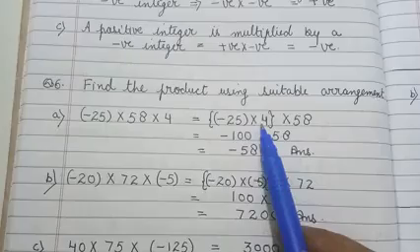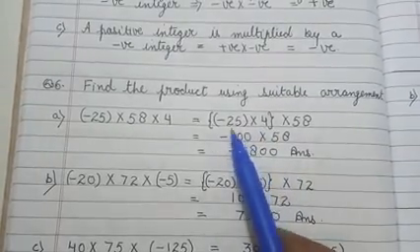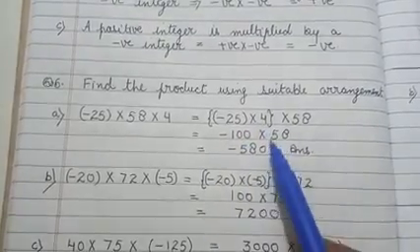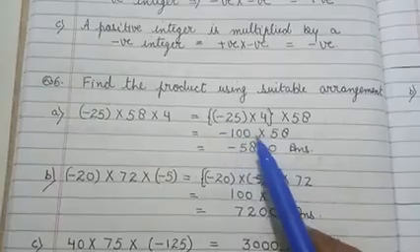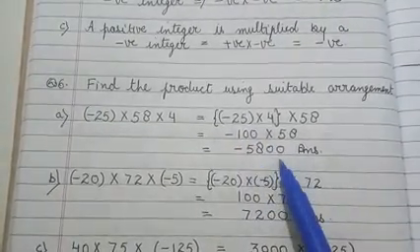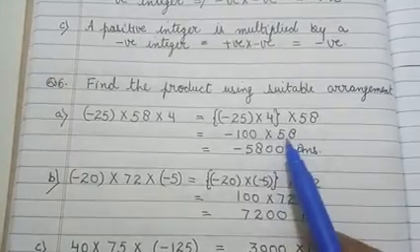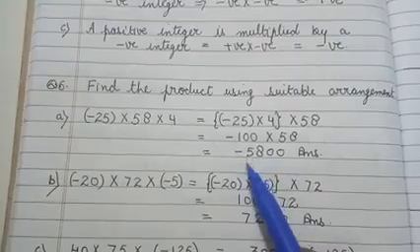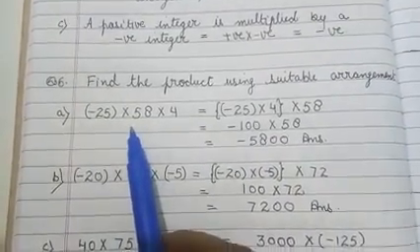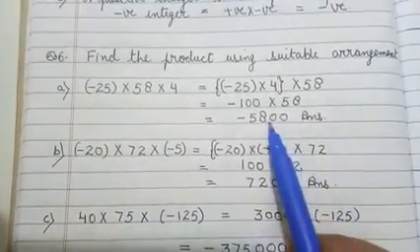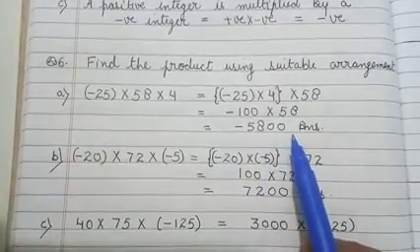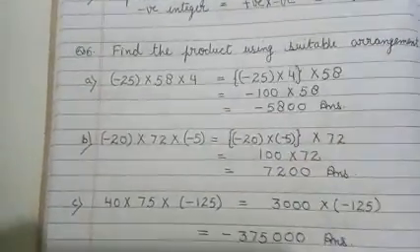So minus 25 into 4 becomes minus 100. The minus sign comes because one is negative and one is positive, multiplied by 58. And we know very well that when we multiply by 100, we just have to put 2 zeros after the number. So 58 and 2 zeros means the product of minus 25 multiplied by 58 multiplied by 4 is minus 5800. Simple.